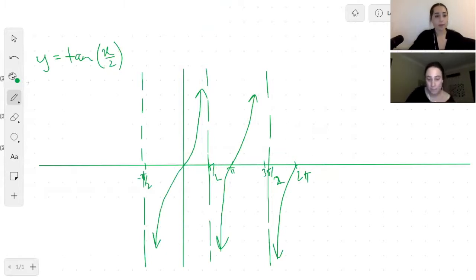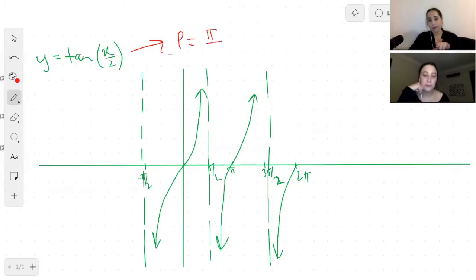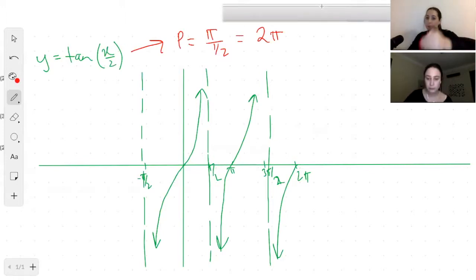So the period of this is pi on n, and n is a half. So the period of this one is 2 pi. The period of the normal one is pi, because we already established that the normal period of tan is pi. And this one can only fit half in pi, which means the period is 2 pi. It needs double the time to fit the whole thing.